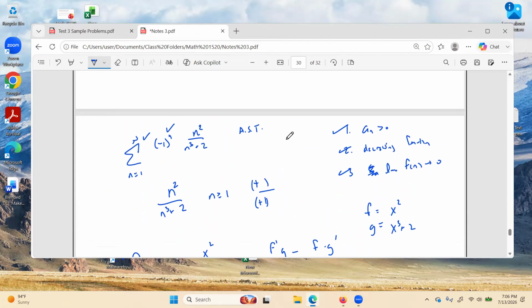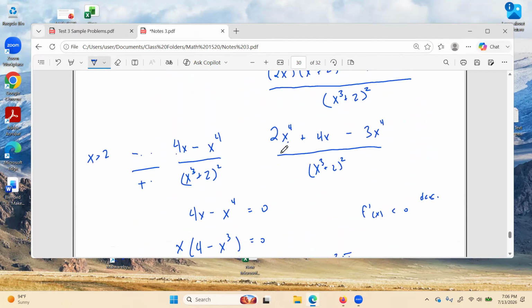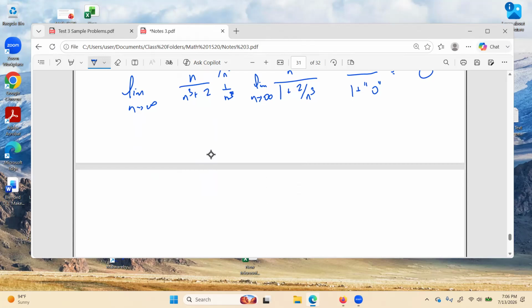So by the alternating series test, we have fulfilled each of these three conditions. They all fit. So this series converges. So we go ahead and say by AST, we have the sum of (-1)^n times n squared over n cubed plus 2 converges.